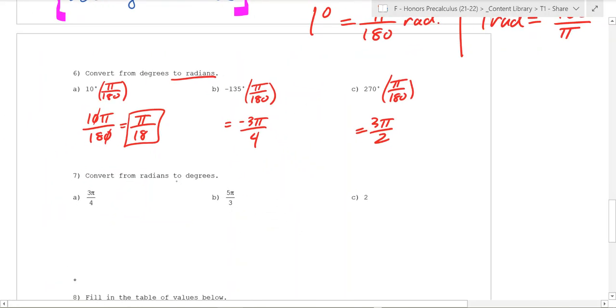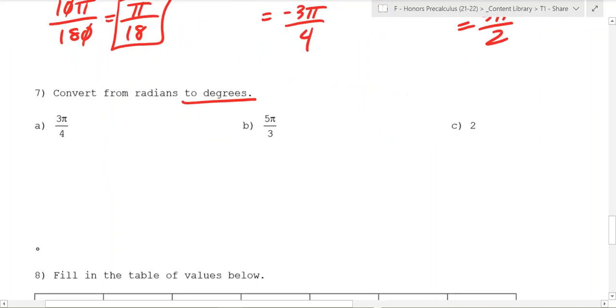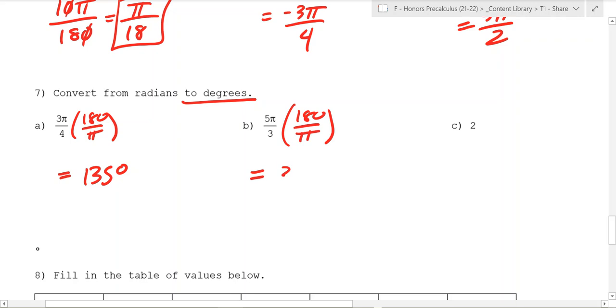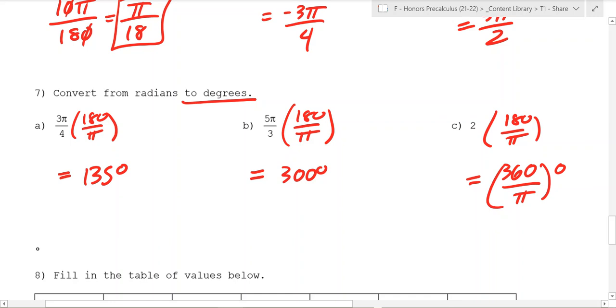Now, if we want to go from radians to degrees, we're just multiplying by 180 over pi. If you do that here, you end up with 135 degrees. And here, you end up with 300 degrees. And here, you're just going to multiply again by 180 over pi, and you end up with 360 over pi degrees. Now, it is possible to have pi degrees. It doesn't happen that often, but it is possible.